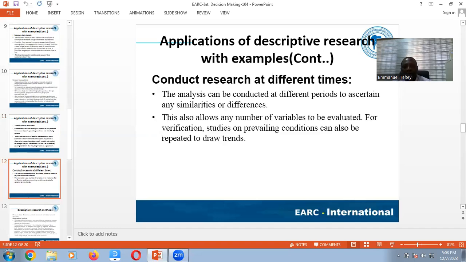Application of descriptive research with examples continues. Conduct research at different times. The analysis can be conducted at different periods to ascertain any similarity or difference. This also allows any number of variables to be evaluated. For verification, studies on the prevailing condition can also be repeated to draw trends.